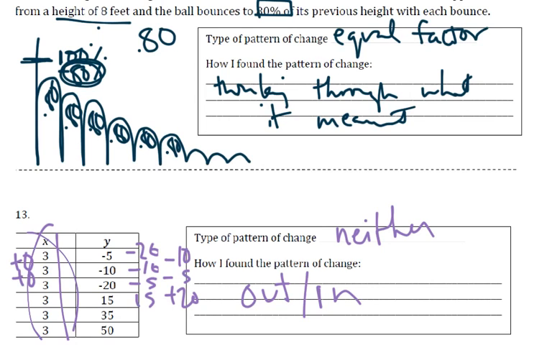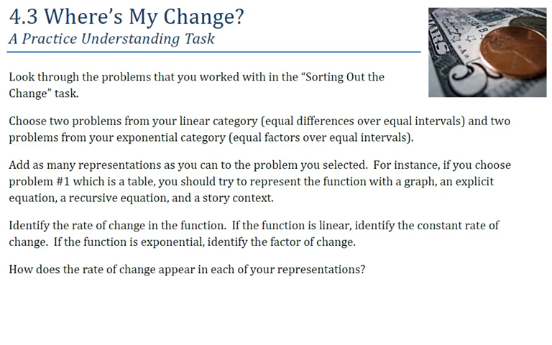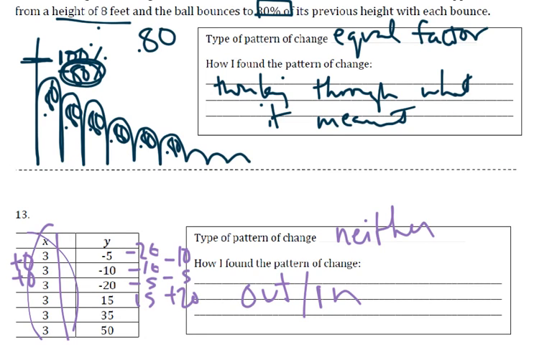Okay. Alright, so that was 4.2. That's all we needed to do on 4.2. Now 4.3, it wants you to just choose 2 problems from the linear, which was equal differences, and 2 from exponential, equal factors, to try to make as many representations, as many models as we can. So we can rule out 13. We can't do 13, right?